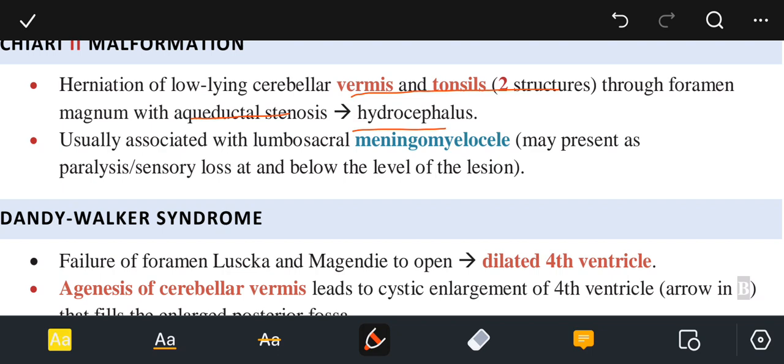And that cerebral aqueduct, which was supposed to drain the fluid from the lateral and third ventricle into the fourth ventricle, if that has been obstructed, there will be non-communicating hydrocephalus, and that will result in enlargement of the skull and all the pesky complications associated with hydrocephalus. So Chiari 2 malformation is associated with hydrocephalus, as well as usually with the lumbosacral meningomyelocele, which may present as paralysis and sensory loss at and below the level of the lesion.